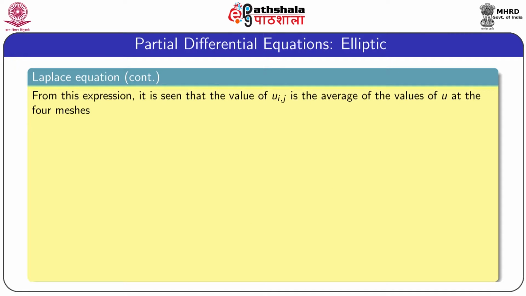From this expression, it is seen that the value of u_ij is nothing but the average of the values of u at the mesh points: north point (i, j+1), east point (i+1, j), south point (i, j-1) and west point (i-1, j). The direction represents the unknown mesh point (i, j).